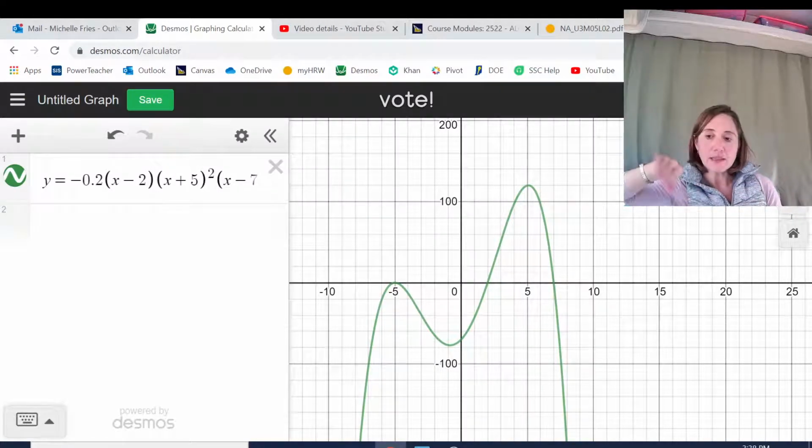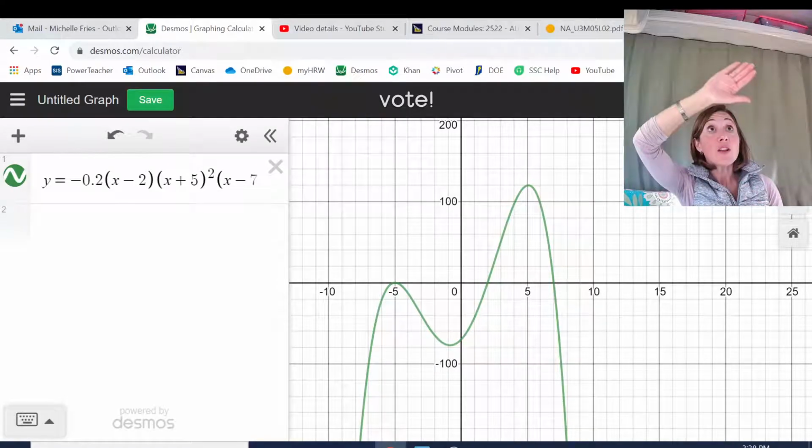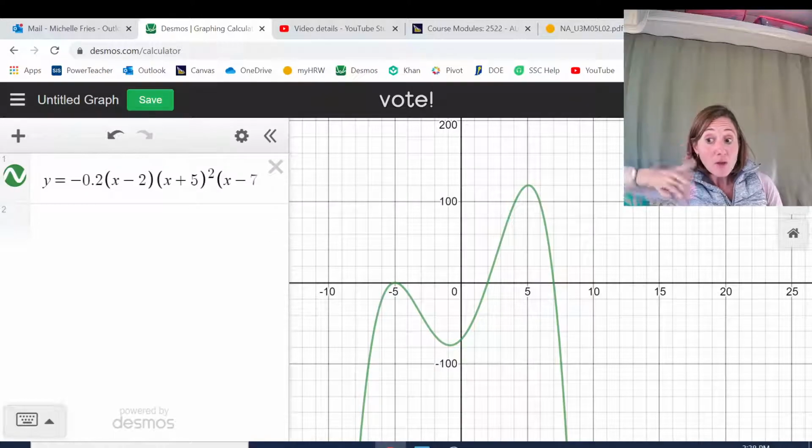Oh, also turning points. Anytime it switches direction on you, it goes from a positive slope to a negative slope, or a negative slope to a positive slope, it's turning direction. We'll just call those turning points for now.